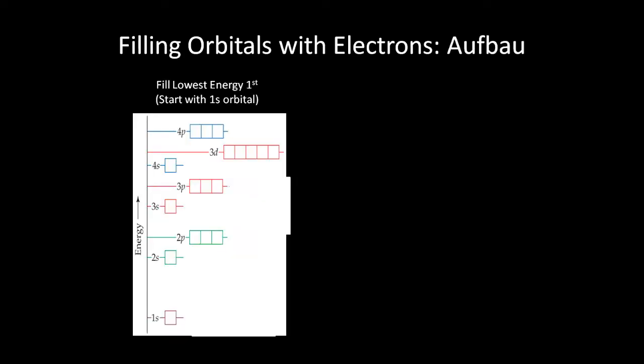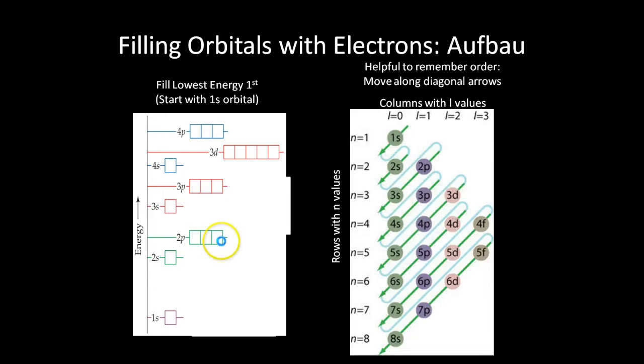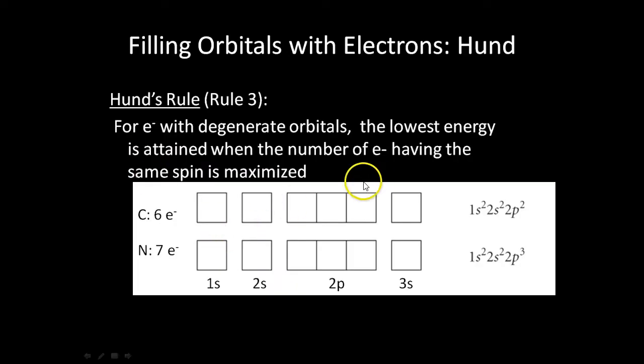Okay, so let me go back to my electron configuration for just a second. I want to point out something. You see these 2p orbitals? Each one of these boxes represents a 2p orbital, right? Notice they're all at the same energy. So this is what it's referring to. If you have multiple orbitals with the same energy, the lowest energy is obtained when the number of electrons having the same spin is maximized.